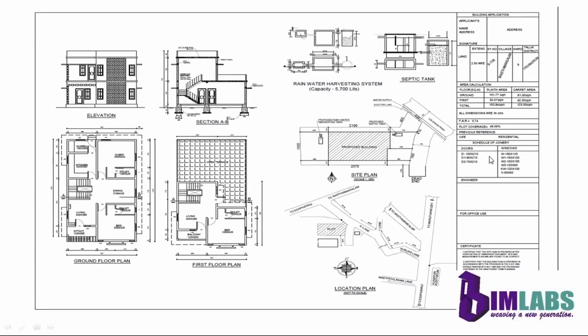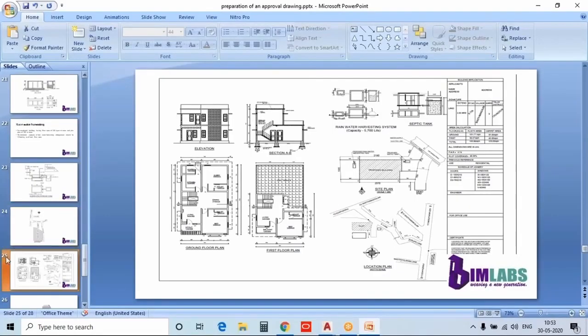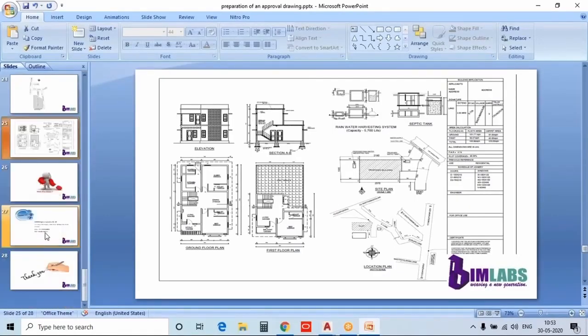Then only an approved engineer, or an architect or a town planner who has a license, can sign this approval drawing. And the signature of that approved or licensed engineer should be here. Then certified that this drawing is supervised under him, and that signature and the client signature. This is how you have to prepare an approval drawing.